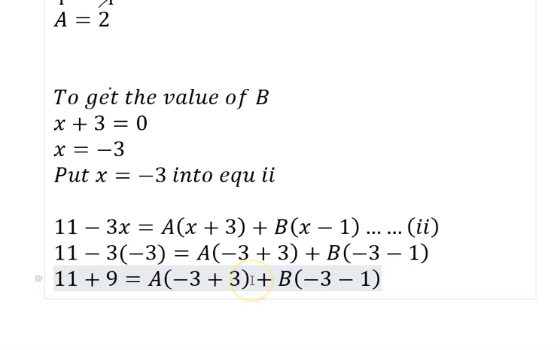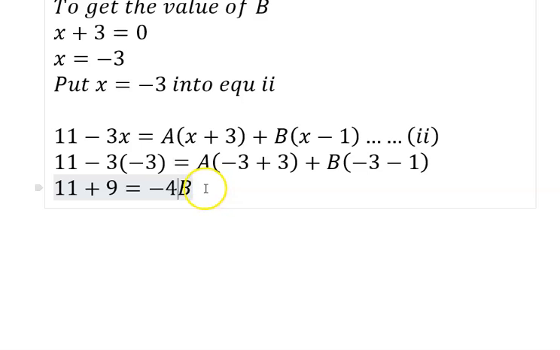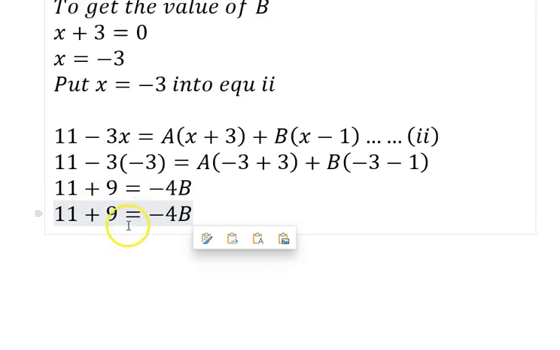0 times a will give us 0. So anything times 0 is 0. That means this one has gone, so we are left with this one. Minus 3 minus 1 will give us minus 4. Minus 4 times b will give us minus 4b. Awesome. So with this, we can now say we have 11 plus 9 here, which will give us 20.